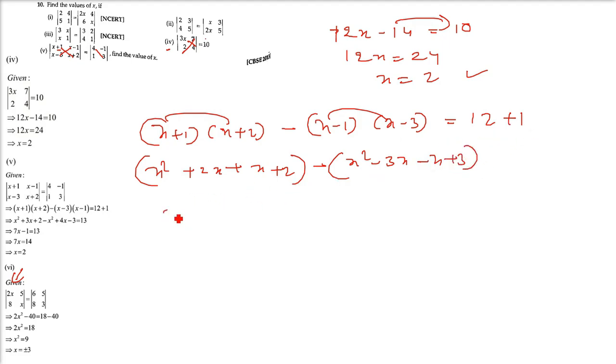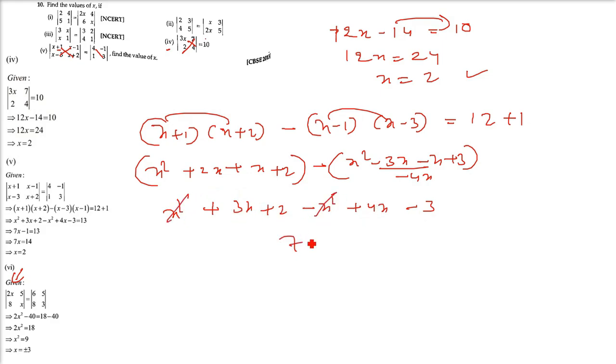Okay, we'll do this later. x square plus, this will be 3x plus 2. And this is x square minus 4x plus 3. Minus x square plus 4x minus 3. I've changed the sign. Now x square gets cancelled. 3x plus 4x is 7x.